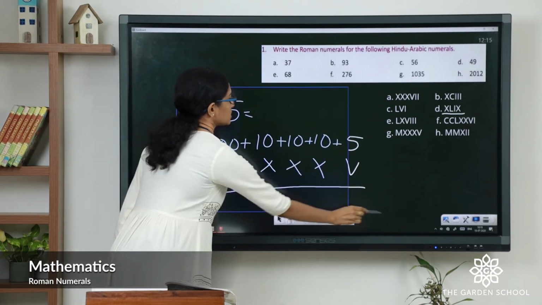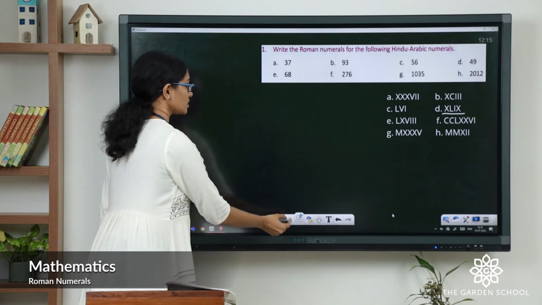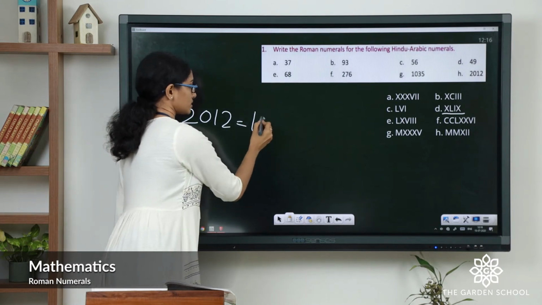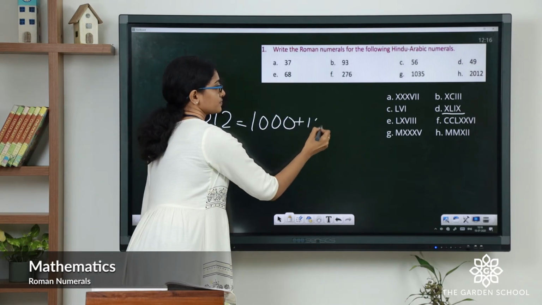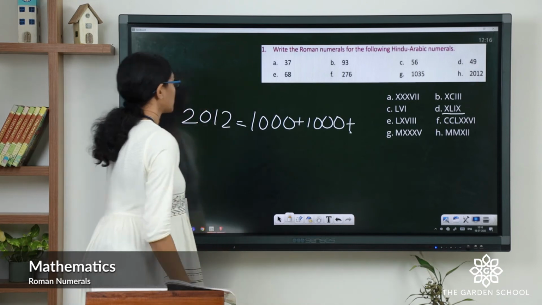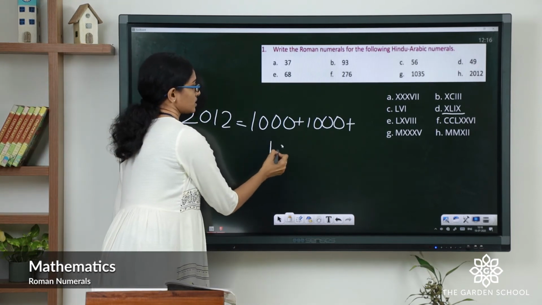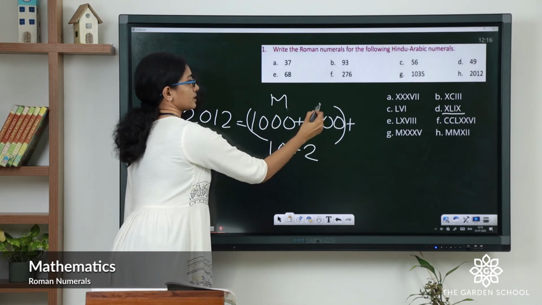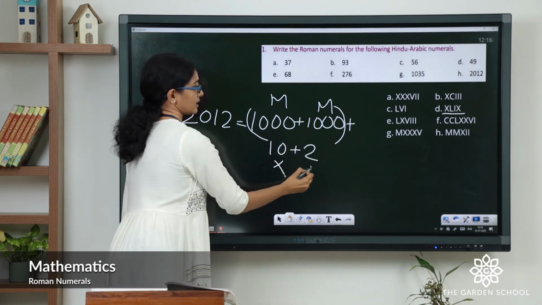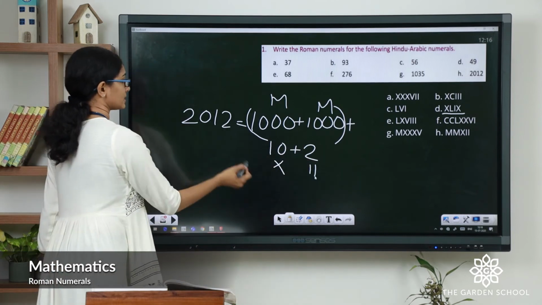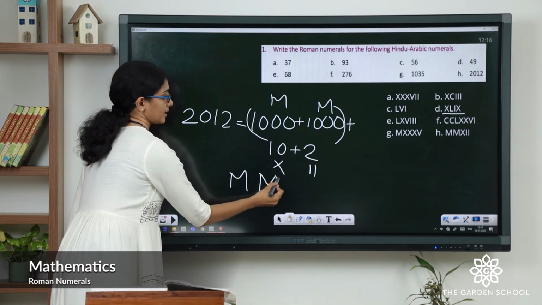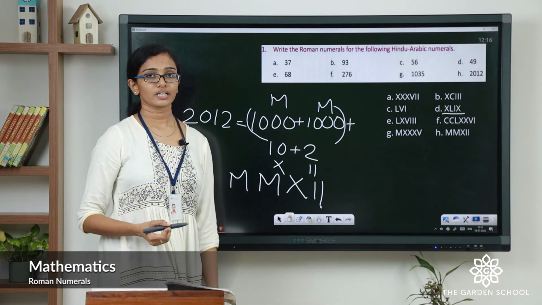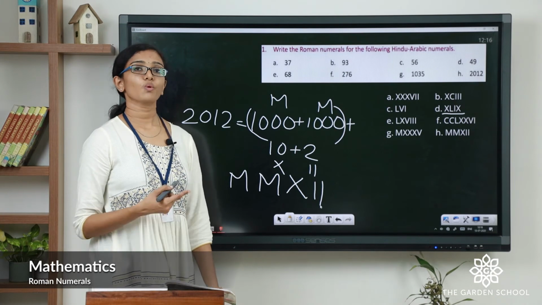So what about the next question? It's 2012. 2012 equals 1000 plus 1000 plus 12, which is 10 plus 2. So this is M and this is M, this is X. So how do we write that one? It's written as M, M, X, and then 2 I's. I hope all the answers are correct and this is clear to you. Now let's move on to the next question.